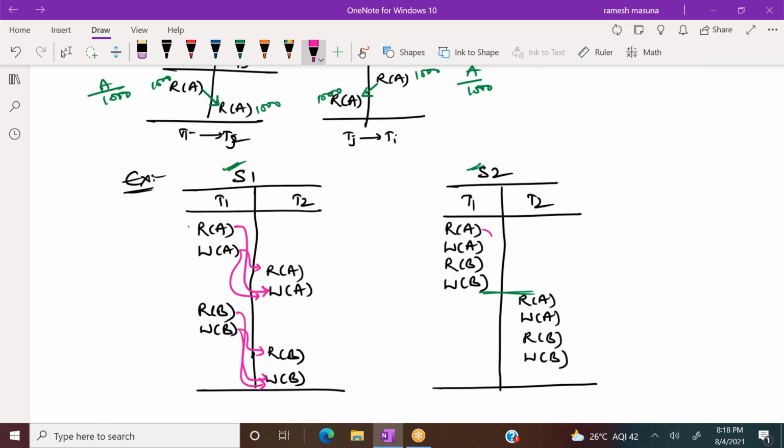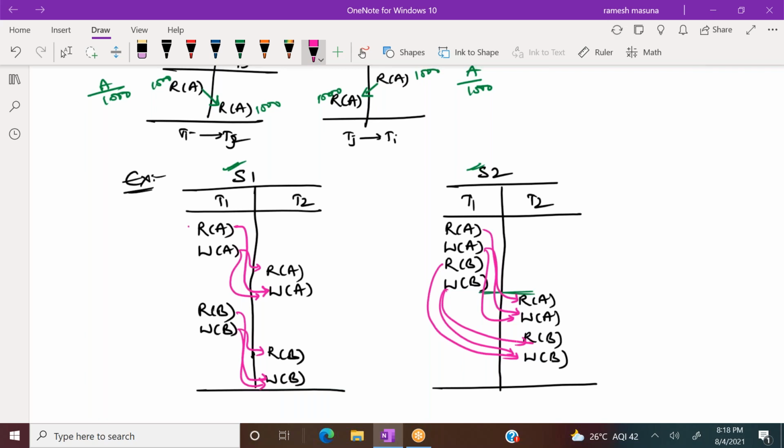Now, similarly, look at what conflicts there are in S2. Read A conflicts with write A, write A conflicts with read A, write A conflicts with write A. You can see the same conflicts are there. Here, read B conflicts with write B, write B conflicts with read B, write B conflicts with write B. So in S1 and S2, you are getting the same conflicts.